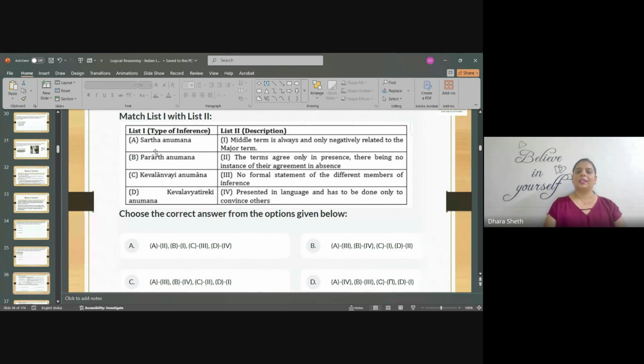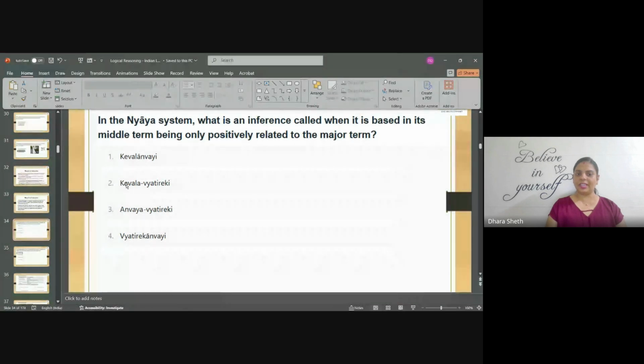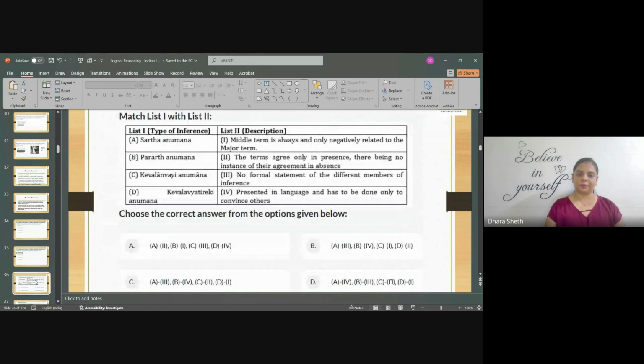Next, Sarth Anuman is from the previous classification. Pararth Anuman, Keval Anvai Anuman, and Keval Vyatireki Anuman. Remember the names? Keval Anvai, Keval Vyatireki, and Anvay Vyatireki. This is how the sequence goes: positive, negative, both positive and negative. Sarth Anuman, Pararth Anuman, Keval Anvay Anuman, Keval Vyatireki Anuman.